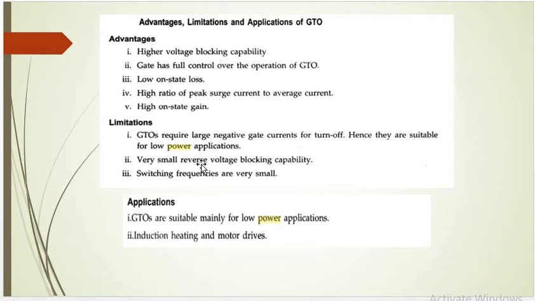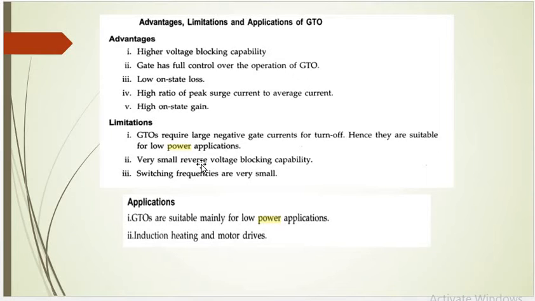So, advantages, limitations and applications of GTO. Advantages: we can say higher voltage blocking capability. Gate has full control over the operation of GTO, that is not in SCR. In SCR the gate is only for turning on. If you give a gate pulse, it turns on, but by removing the gate pulses, it cannot be turned off, but GTO can be turned off. So we can say that gate has full control over the operation of GTO. And low on-state loss, high ratio of peak surge current to average current, and high on-state gain.